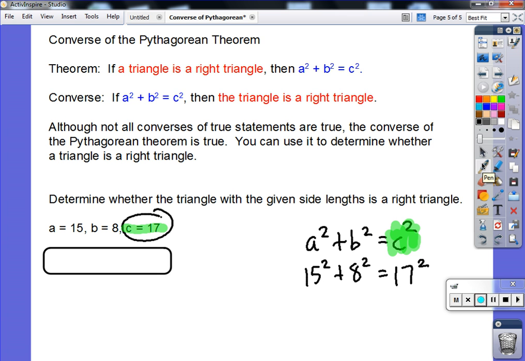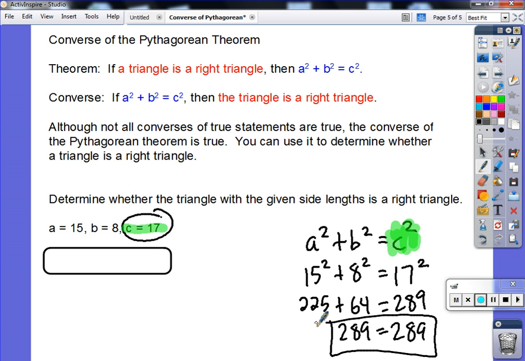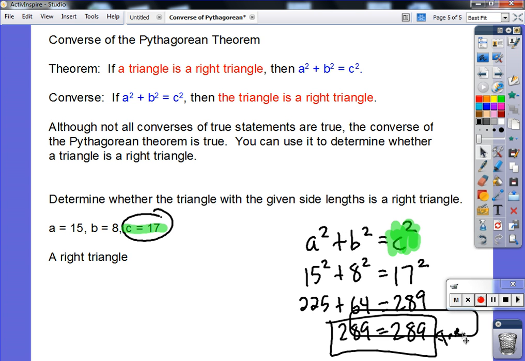And then to simplify this, the 15 squared would be 225, 8 squared is 64, and the 17 squared is 289. And if I add 225 and 64 together, I do in fact get 289. Here's an example where I ended up with something that is definitely true here. I have the same number on both sides of the equation. So a triangle that has a side length of 15 and a side length of 8 and a side length of 17 is a right triangle.